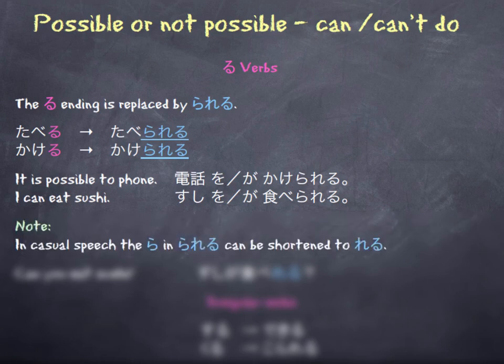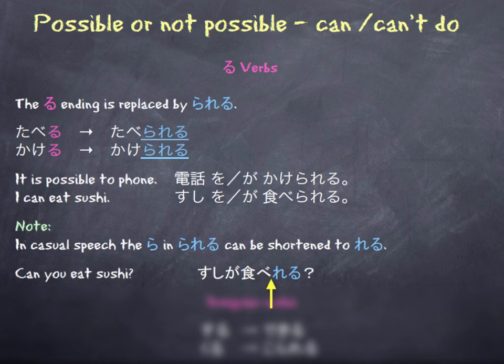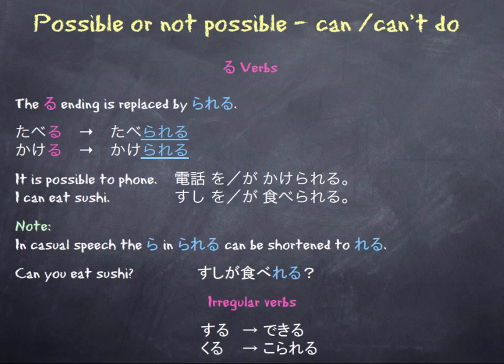Now please note that in casual speech, the ra in rareru can be shortened to reru. So for example, can you eat sushi? Sushi ga tabereru. So you'll notice here that we've taken out the extra syllable, the ra, and simply shortened it to tabereru, tabereru. Now our irregular verbs change from suru to dekiru and kuru to korareru.